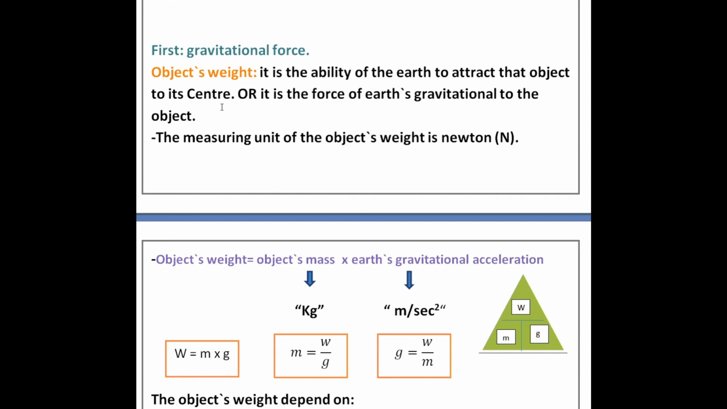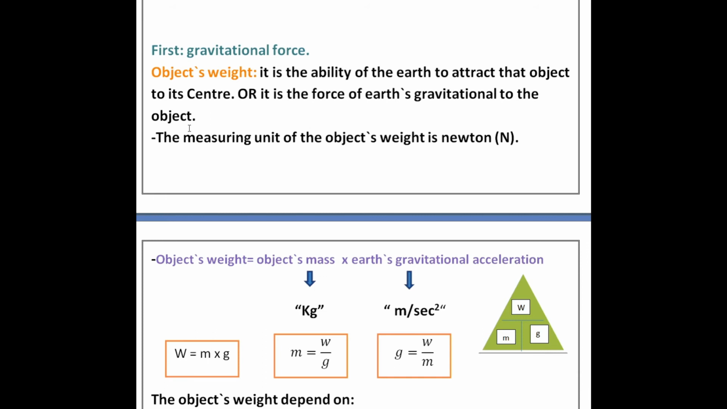It is the force of Earth's gravity on the object. If I ask you a question, write the scientific term: it is the force of Earth's gravity on the object. The answer is the object's weight, or weight.